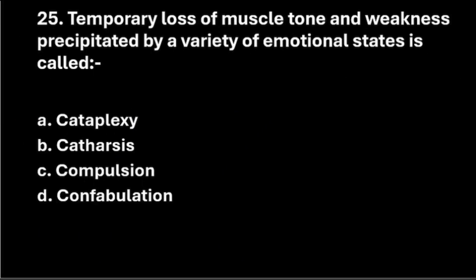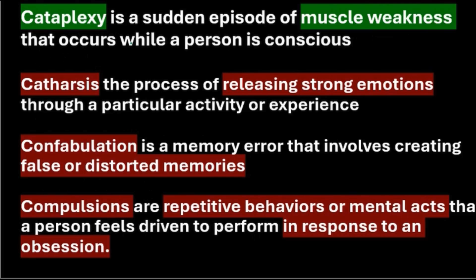Last question of this series. In this part, temporary loss of muscle tone and weakness precipitated by a variety of emotional states is called option A, cataplexy, option B, catharsis, option C, compulsion, option D, confabulation. Let us see the right answer. The right answer here is option A, cataplexy. Cataplexy is a sudden episode of muscle weakness that occurs while a person is conscious.